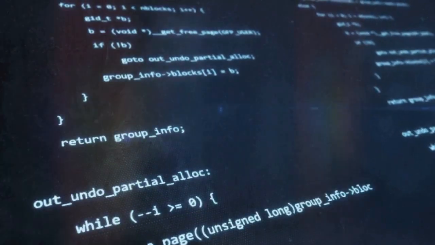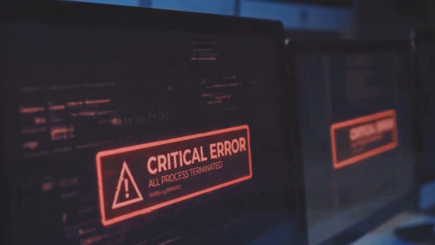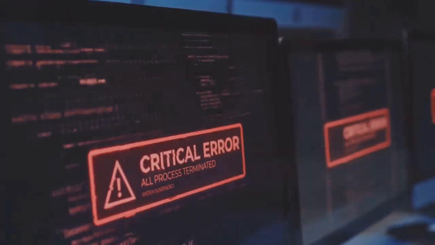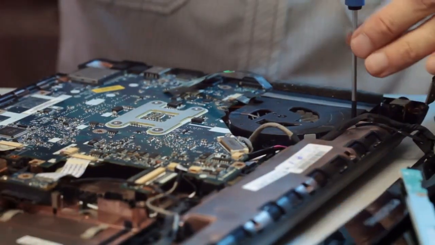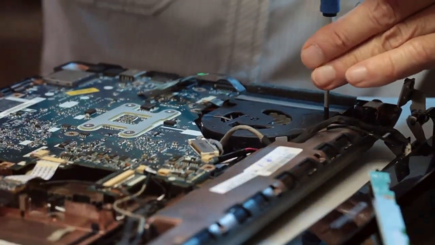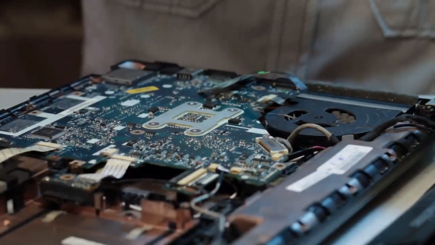Software issues are a bit trickier. They can be caused by corrupted system files, bad drivers, those little pieces of software that let your computer talk to hardware, or even viruses. Basically, anything that messes with the core workings of your computer can lead to a BSOD. But don't worry, we'll get into specific examples next.